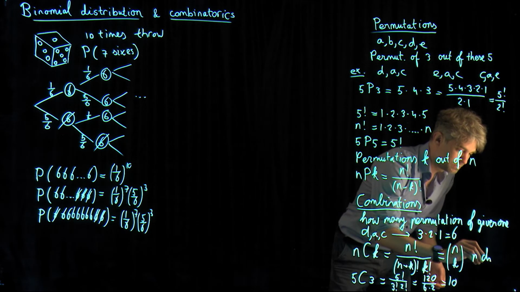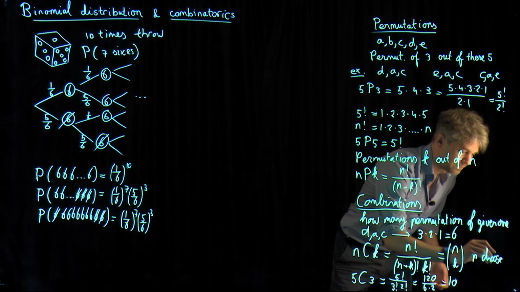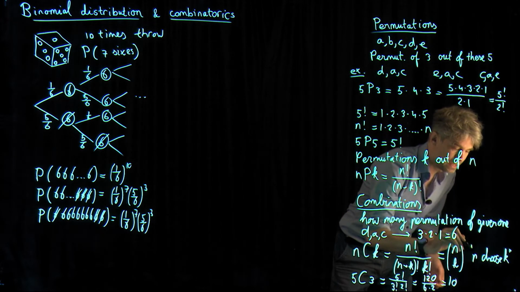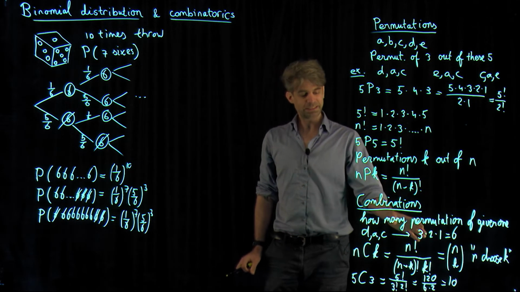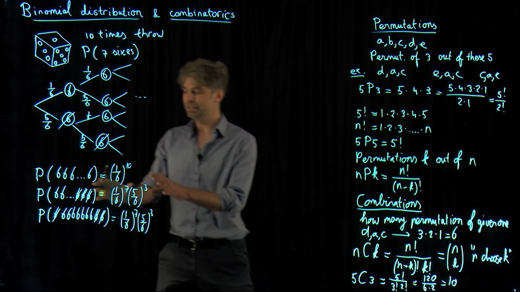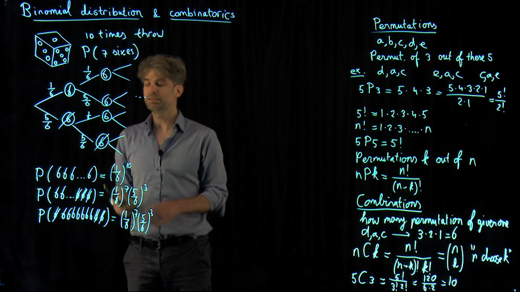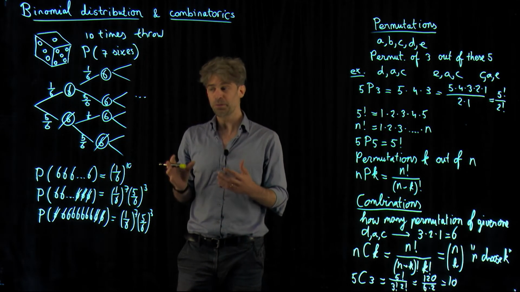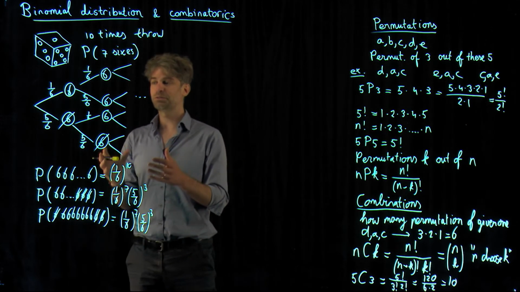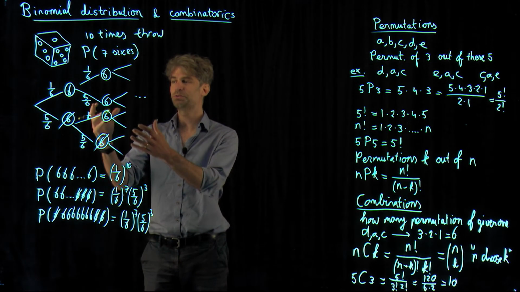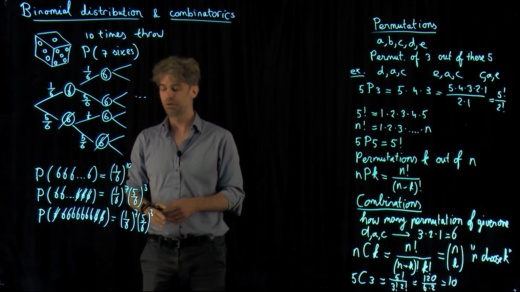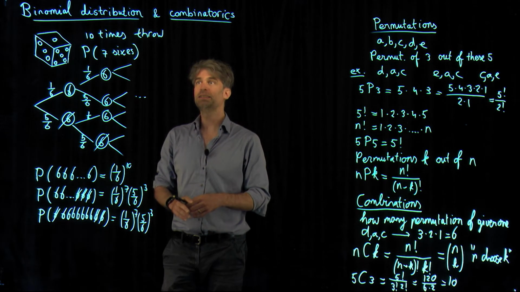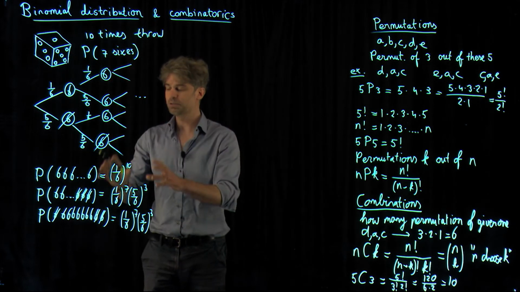N choose k. That's the way you pronounce this. All right, so that's it, and this is what we need. So what we really want to count here is the number of combinations of 3 out of 10. How many ways can I choose 3 numbers that are supposed to be the non-sixes? In this case, 3 out of 10 throws.